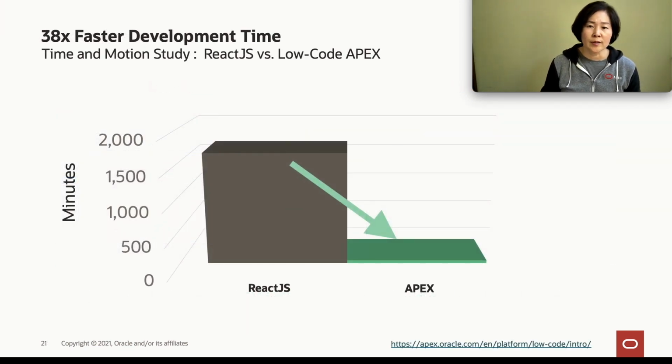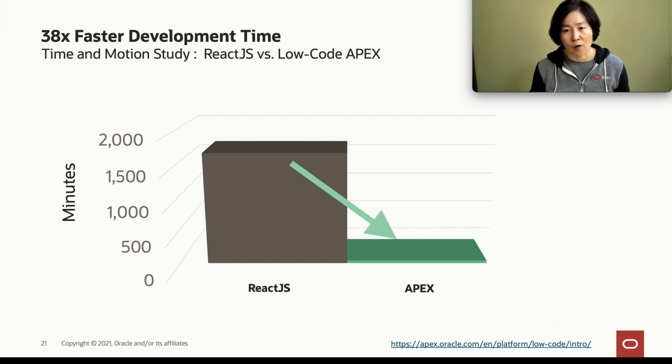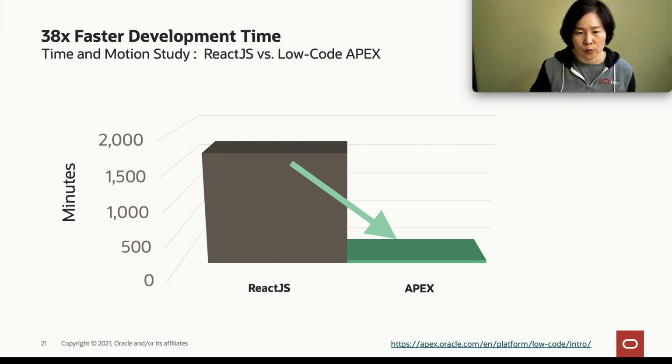We've commissioned a time and motion study to check how fast Apex is compared to leading technology frameworks such as React.js. An expert in React.js, novice in Apex, was asked to build two different applications. One was to create similar functionality to the Apex Interactive Grid to manage the data in tabular form, do the filtering, and highlight on the report. And the second was to build Apex's faceted search to provide the searching capability.